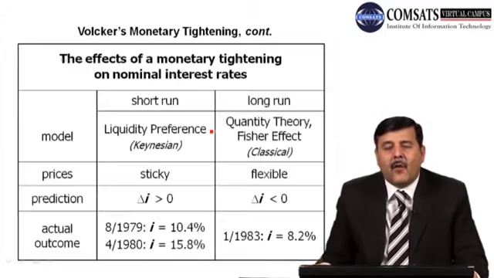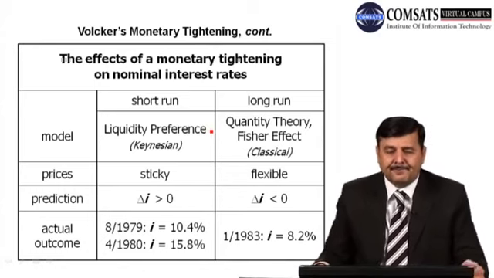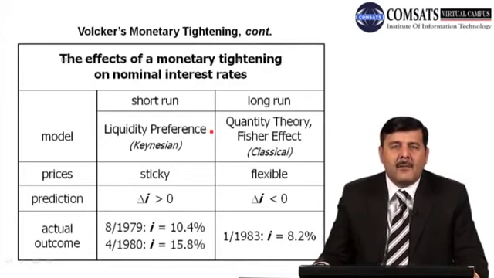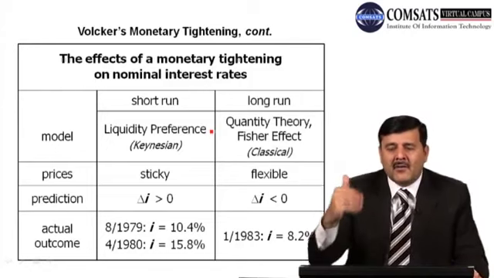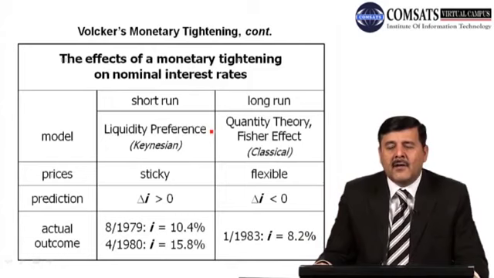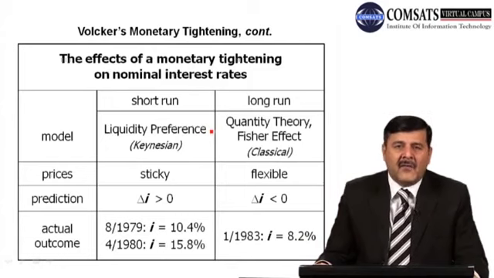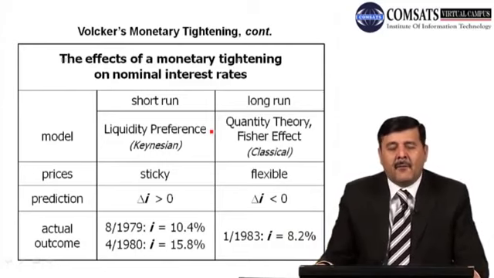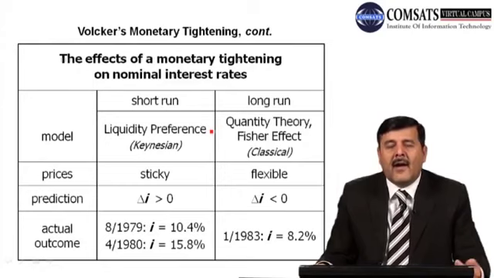The effects of monetary tightening on the nominal interest rate. Now, as we know, there are two time periods, short run and long run. When we talk about the short run, we talk about liquidity preference theory, which is given by the Keynesians. When we talk about the long run, we talk about QT, quantity theory, or the Fisher effect, which is the classical economists. Now, in the first column we have the model. Prices are sticky in the short run and are flexible in the long run.